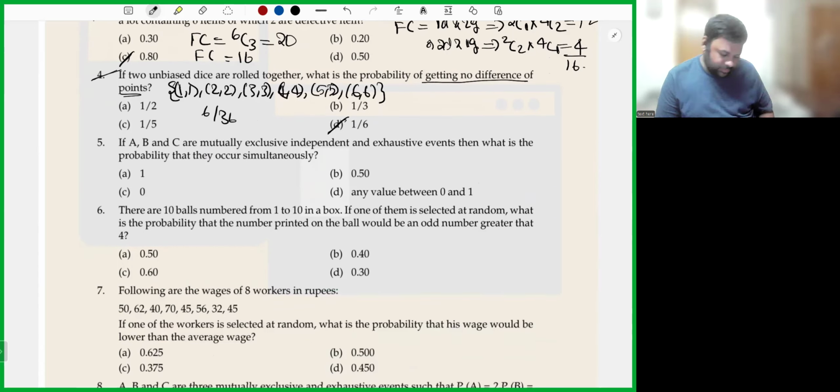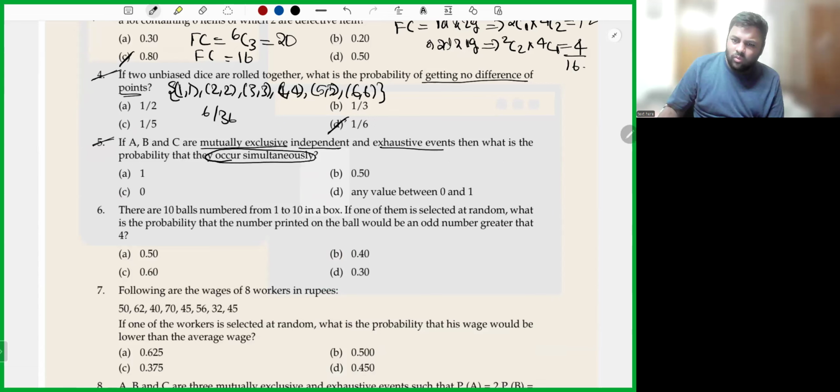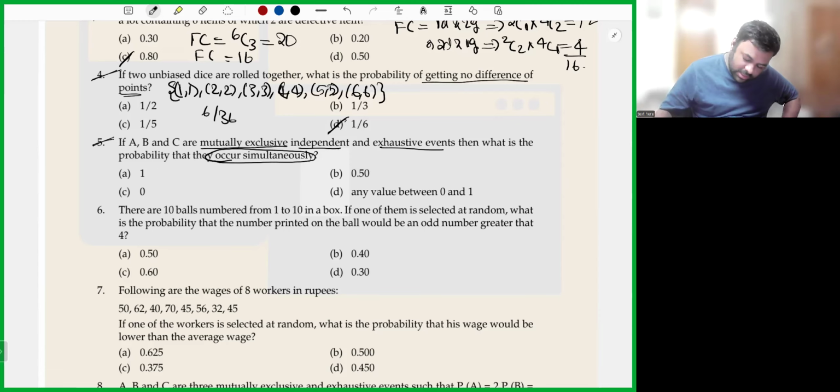Next. A, B, C are mutually exclusive, independent, and exhaustive. What is the probability that they occur simultaneously? What nonsense you are talking, sir? If they are exclusive, how can they occur simultaneously? What do you mean by exclusive? Happening of one event rejects the happening of another event. That the events cannot happen simultaneously, right? So probability is 0.